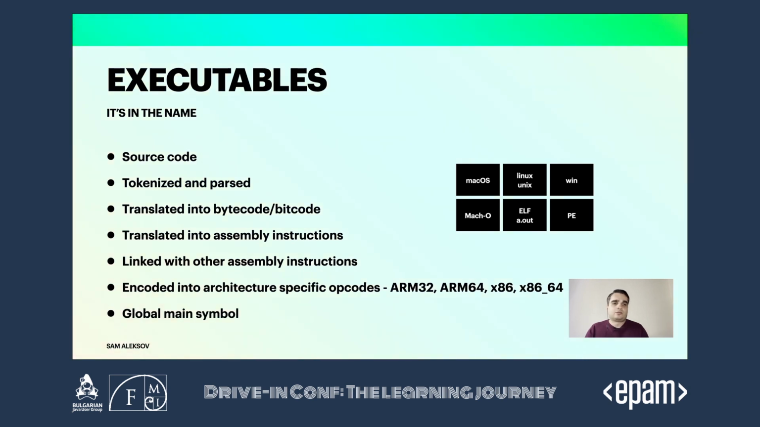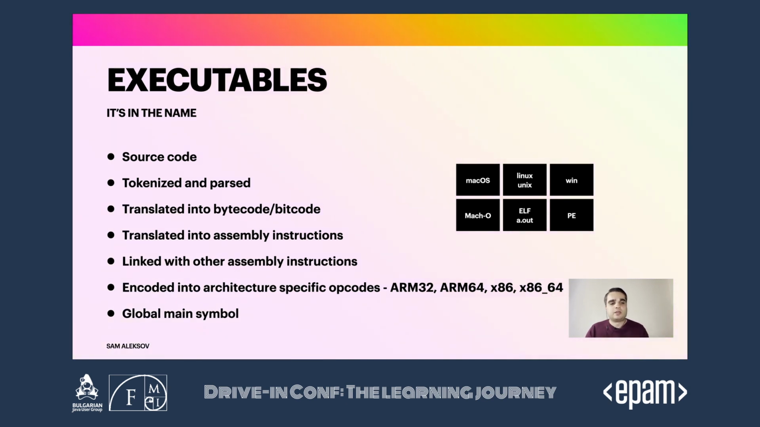So covering executables on different operating systems. Executables are really every single thing that executes on the machine. It's either source code that has been tokenized and parsed, the result of that is an abstract syntax tree, which has then been translated into bytecode or bitcode, and then translated into actual assembly instructions, linked with some other assembly, and encoded for a specific architecture. You can start probably at any single point of this bullet list, essentially. But at the end of the day, you're always going to compile to some assembly for that particular hardware architecture and OS pair. And executables just export an interface of how they should be loaded in the operating system.